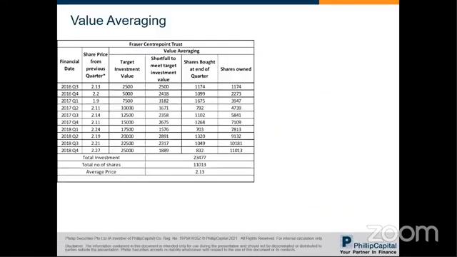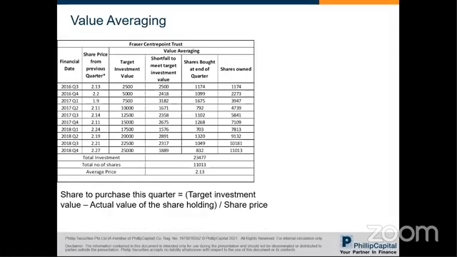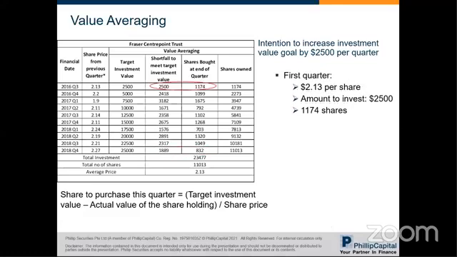So the same example, we do the calculation. How to calculate the shares to purchase this quarter: you need to calculate your target investment value minus the actual value of your share holding, divided by the share price. So let's say I intend to increase my investment goal by 2,500 per quarter. First quarter is the same amount, 1,174 shares.